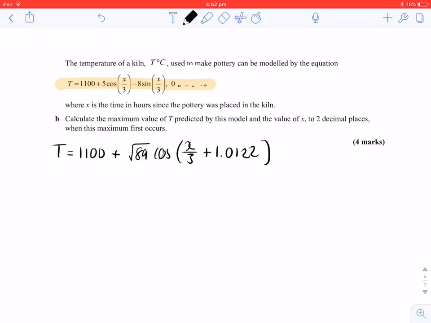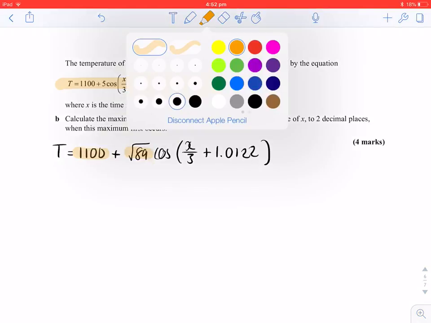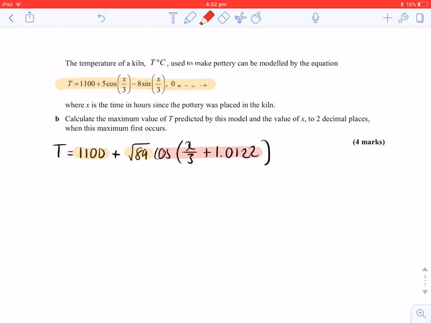So looking at this, we have 1100 that can never change as it's a constant. We have root 89 that can never change because it's a constant. And we've now got this one part here that can actually change. So the maximum value is going to be 1100 add root 89 times by when this cos part is at its maximum. Now a cosine curve will go between 1 and minus 1, so that's when it's equal to 1. So we've got 1100 add root 89, which is going to give us 1109.43 as the maximum value.